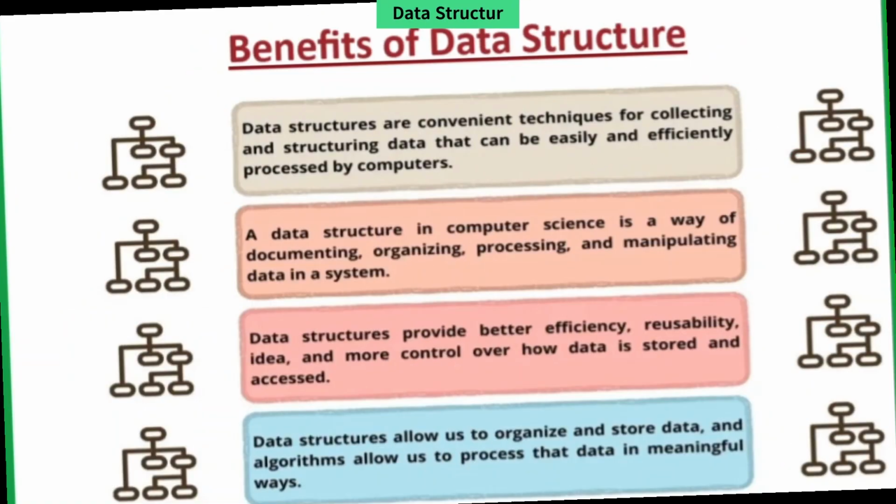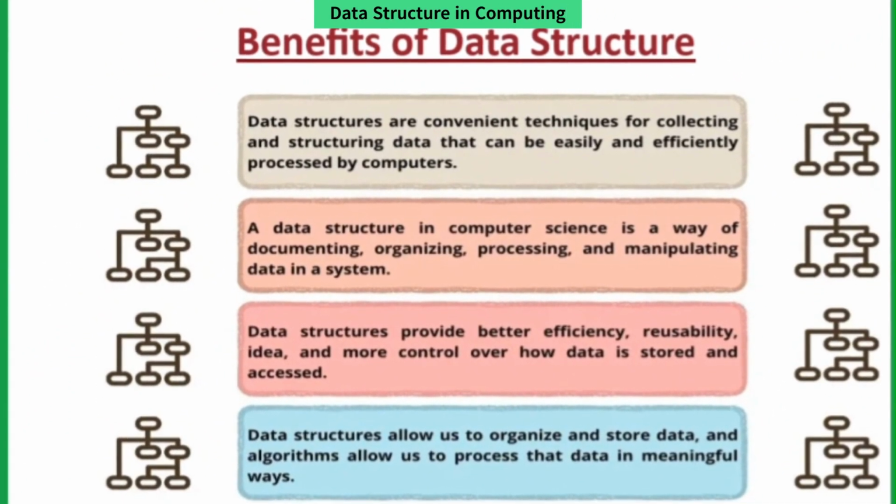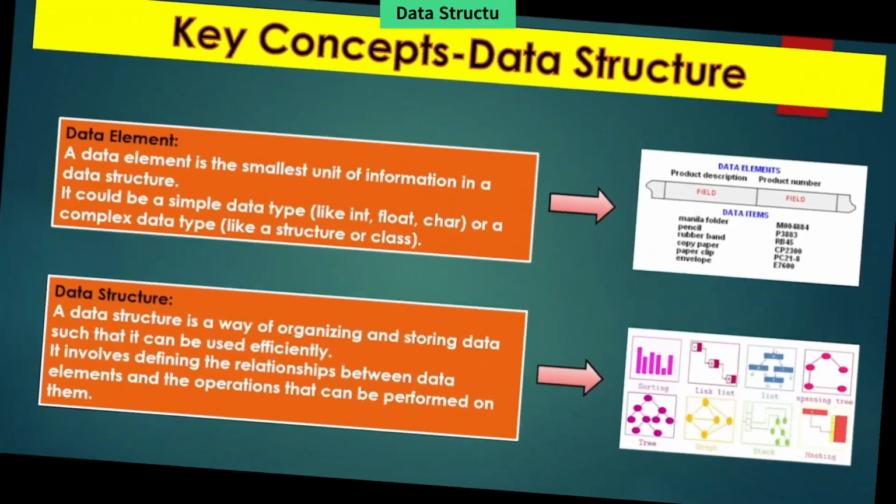A data structure is a way of organizing and storing data to perform operations efficiently. It defines the relationship between the data elements and the operations that can be performed on them. The choice of a particular data structure depends on the nature of the data, the operations to be performed, and the efficiency requirements. Here are some key concepts related to data structures.